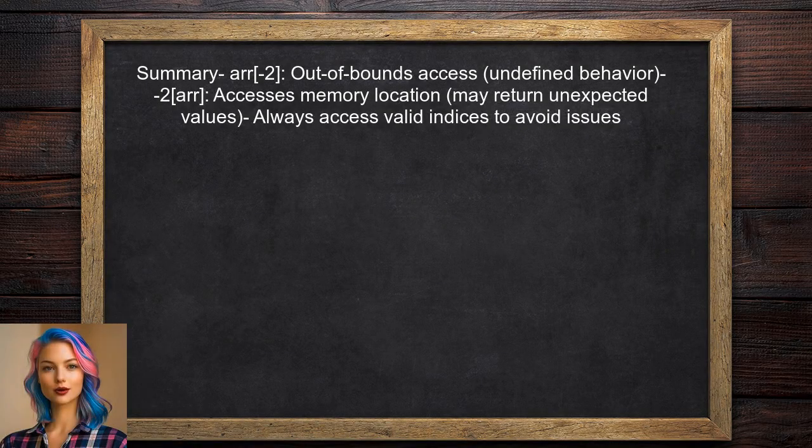undefined behavior. In summary, while both expressions are syntactically valid, r[-2] leads to an out-of-bounds access, while -2[r] accesses a memory location that may contain unexpected values. The user should always ensure they are accessing valid indices to avoid undefined behavior.